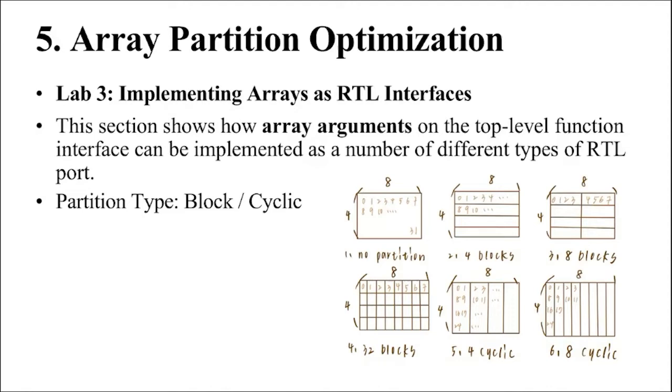And if we partition in a cyclic way, assume that the size of the array is 32 and we partition it in 8 cyclic blocks, then 0, 8, 16, and 24 will be in the first block, and index 1, 9, 17, and 25 will be in the second block.